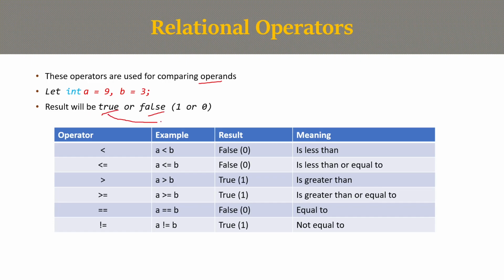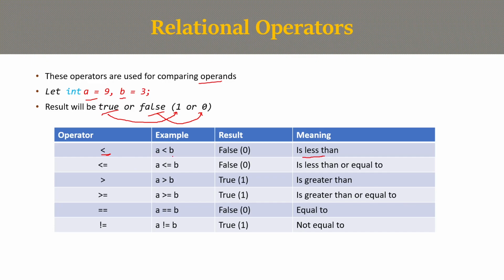So true corresponds to 1 in computing language, and false corresponds to 0. Now here we have two variables a and b of data type integer whose values are 9 and 3. For a it is 9 and b it is 3, as you can see, and the operators you see are listed here. The first relational operator is the less than.